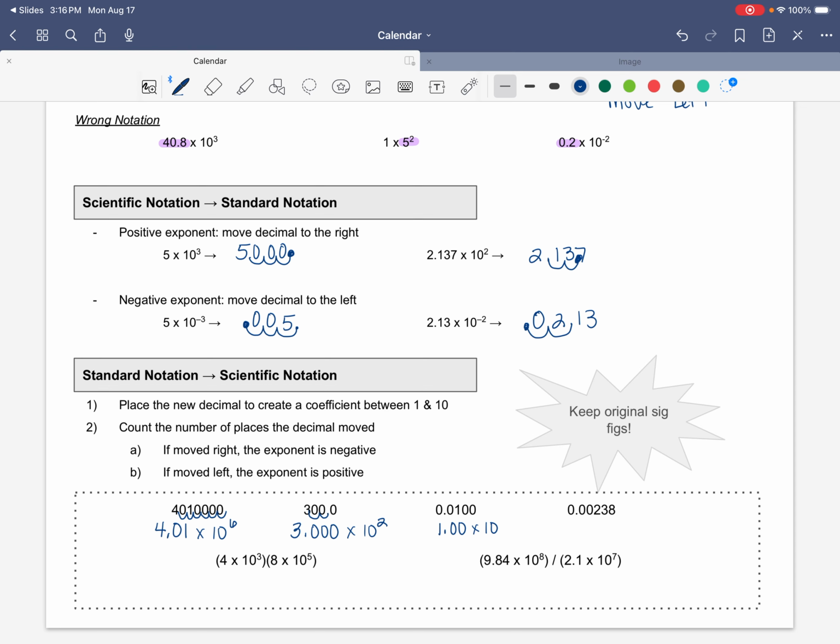My original number is less than 1. It is a decimal number, so I know it's going to be a negative exponent. And I'm going to count how many times I move my decimal. 1, 2, so -2.